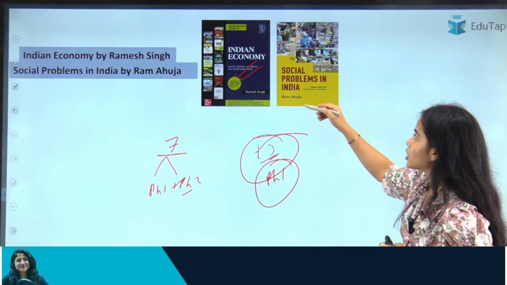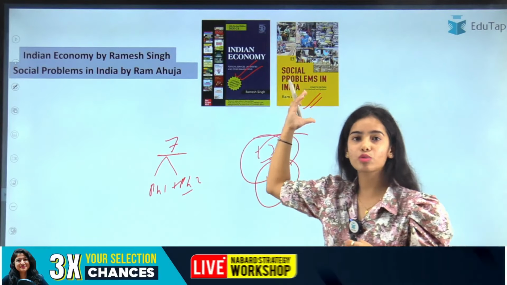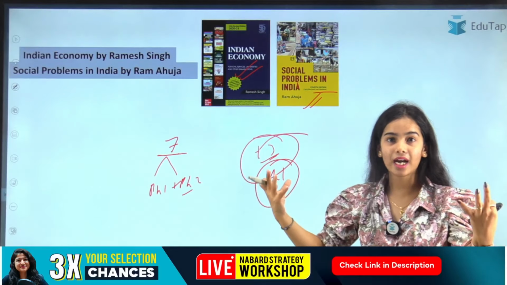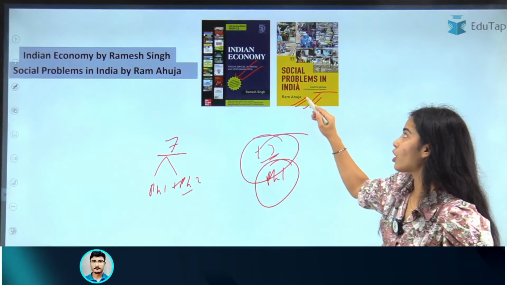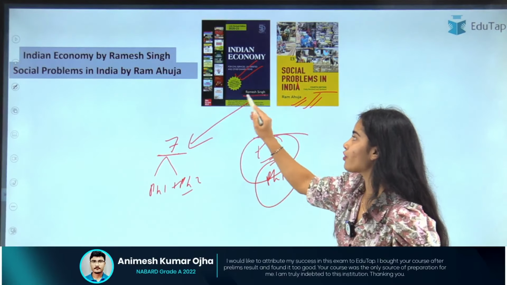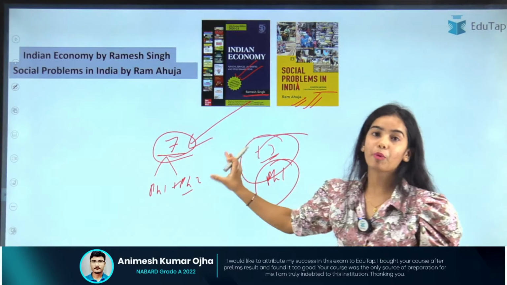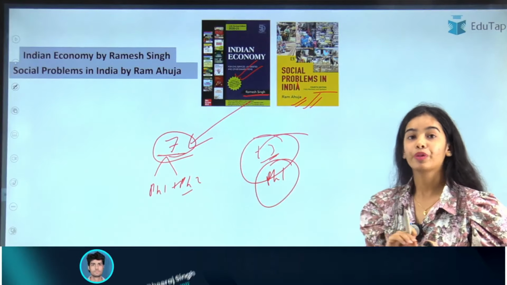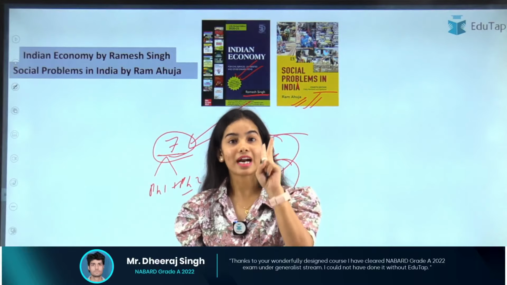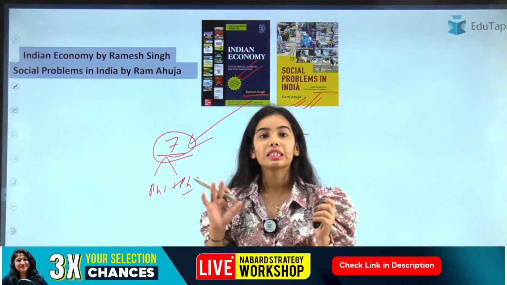Now coming to social problems in India for phase 2, you can follow this book to gain more ideas. This is the book by Ram Ahuja, Social Problems in India. But right now you have to focus on the book of Ramesh Singh for the 7 important chapters for phase 1 and phase 2. So now I hope you are well versed with the important chapters and what strategy you have to follow. So this is all.